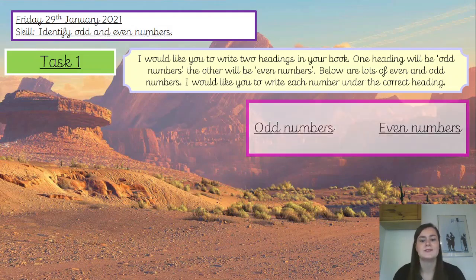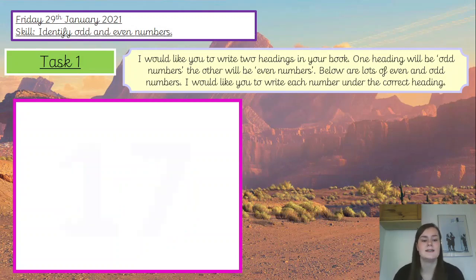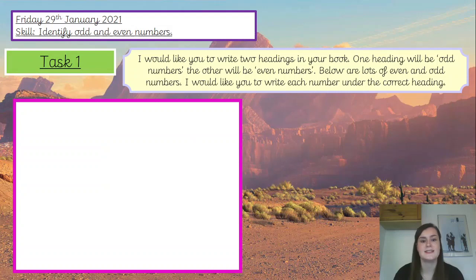Okay, well done. So your first number is the number 68. So you can pause the video after each number so you have time to write it into your book, whether it's under an odd number or an even number, sorry. Okay, so 68 should be under even number, shouldn't it? Because it ends in an 8. 17, so pause the video. So 17 would go under an odd number because it ends in a 7.